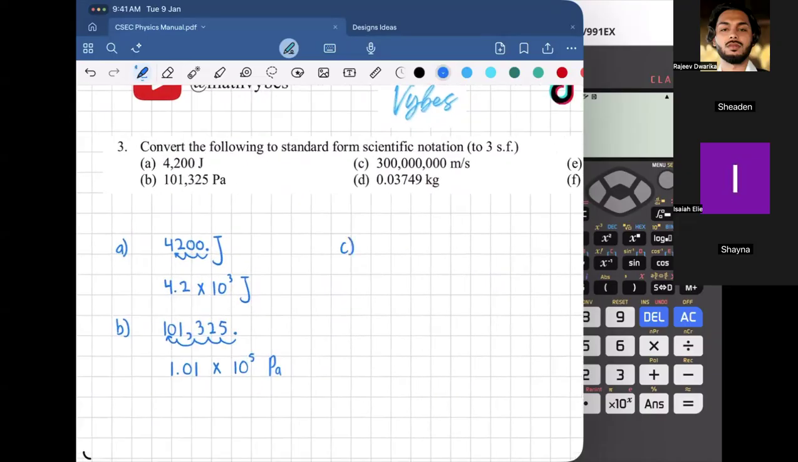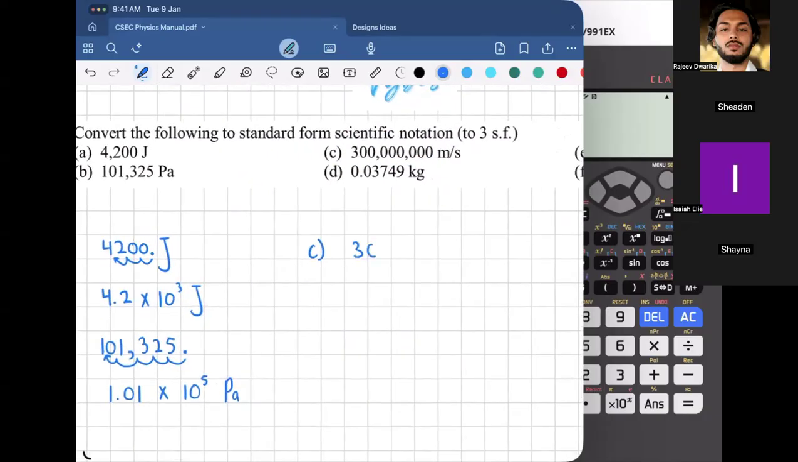Isaiah, help me with this one. So we have 300 million. Isaiah, what answer did you get for this? 3.00 by 10 to the 8 meters per second. If you could tell me what constant that is, 4 extra points. Speed of light. Ladies, did you all know that this is the speed of light? 3.00 by 10 to the power 8.